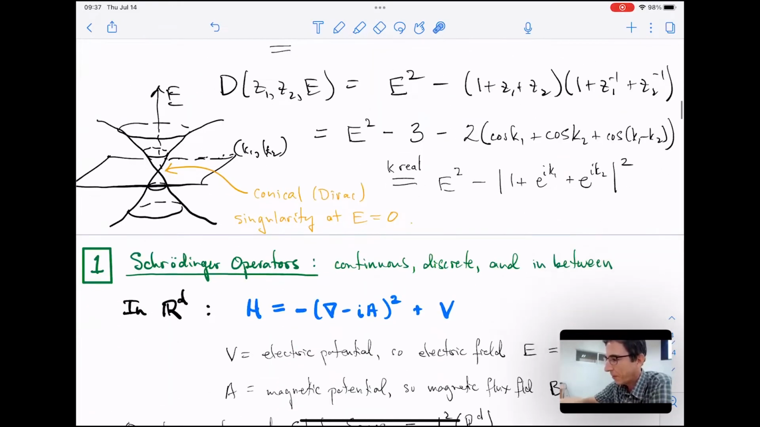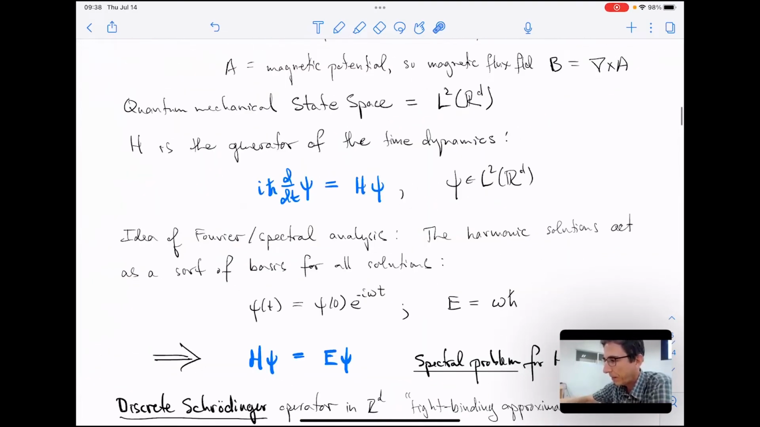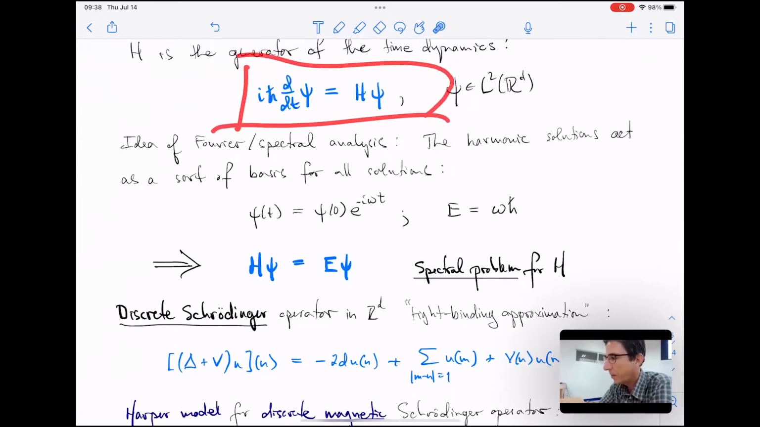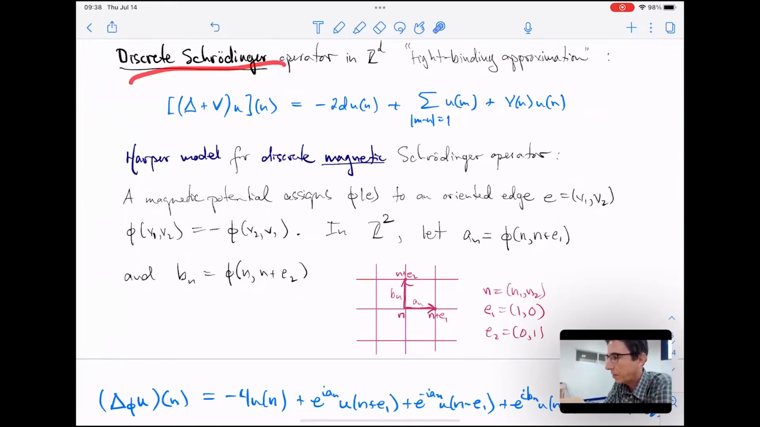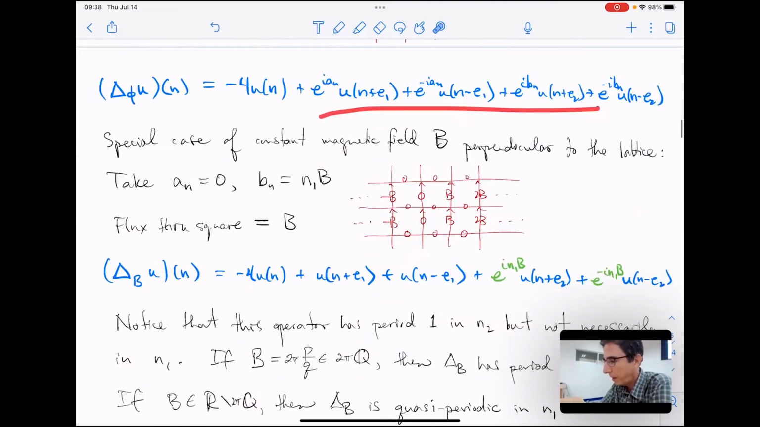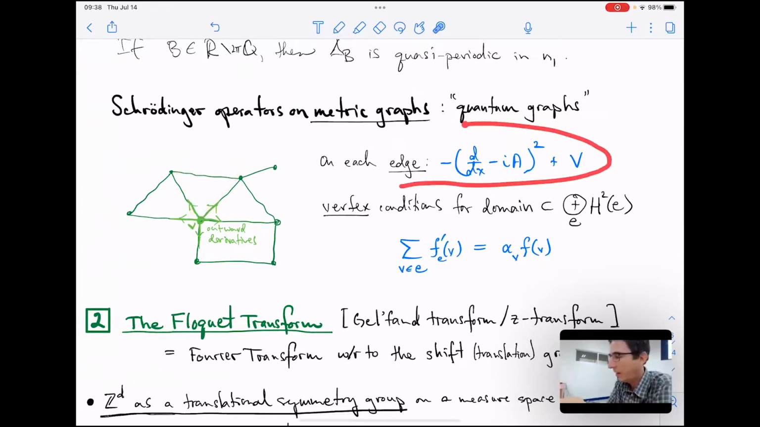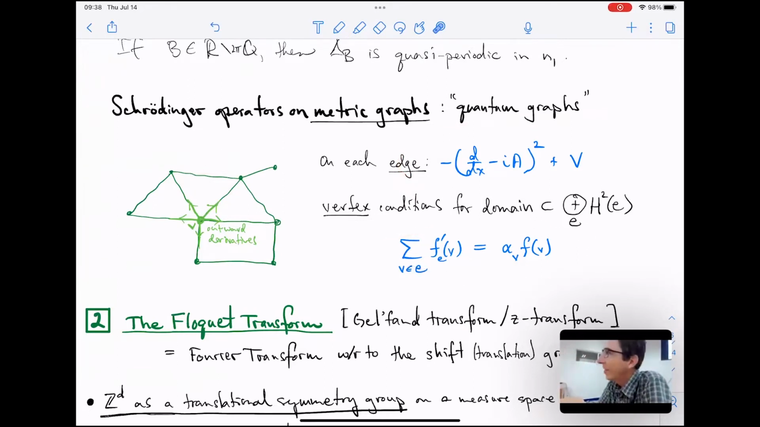And we did some Schrodinger operators. We talked about continuous Schrodinger operators in RD. We talked about the evolution that those Schrodinger operators give you in quantum mechanics. That's the time dynamics. And we talked about some discrete Schrodinger operators, including magnetic ones down here. And then a little bit about metric graphs where the states actually live on the edges of the graph. And the Schrodinger operator looks like this with certain vertex conditions. So you can make up lots of different things.